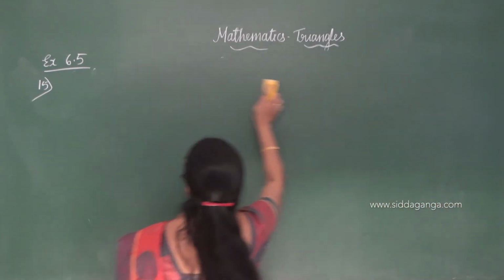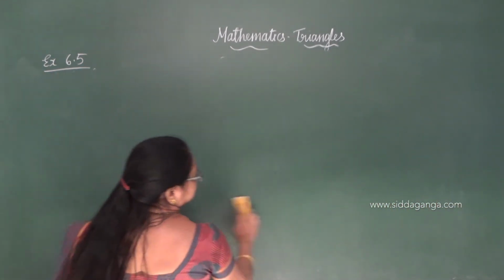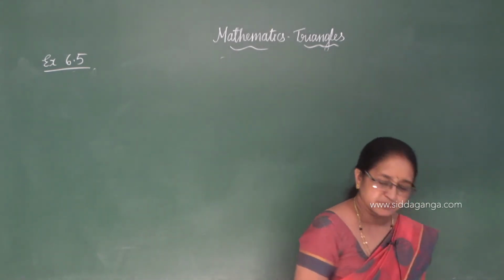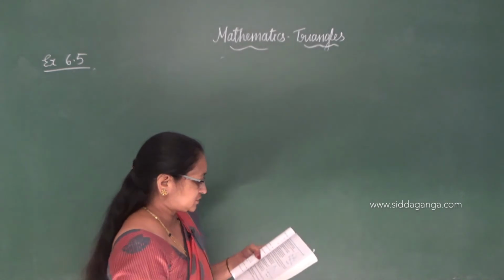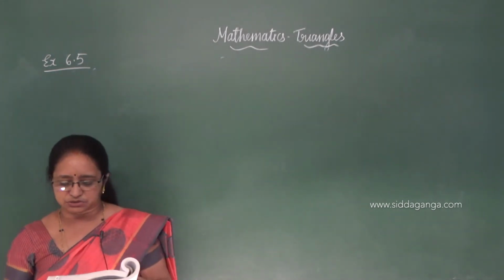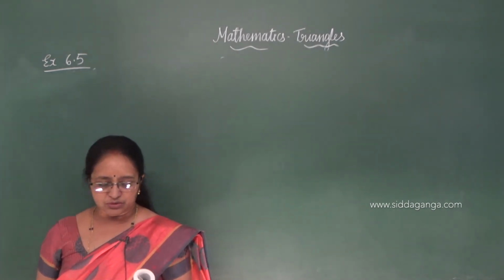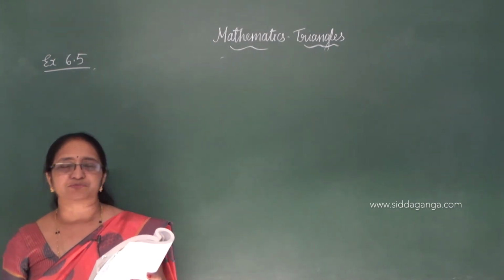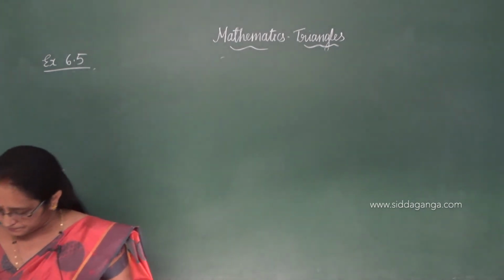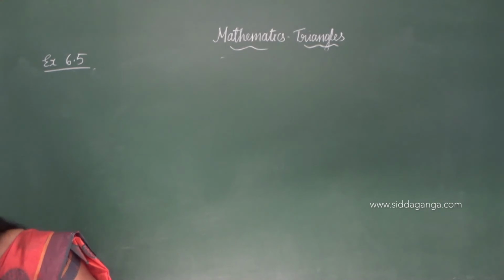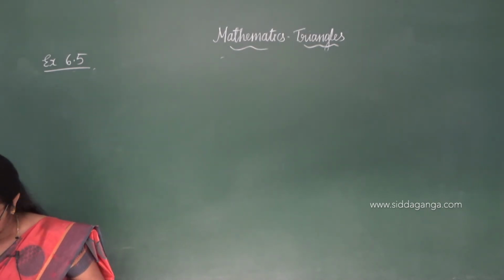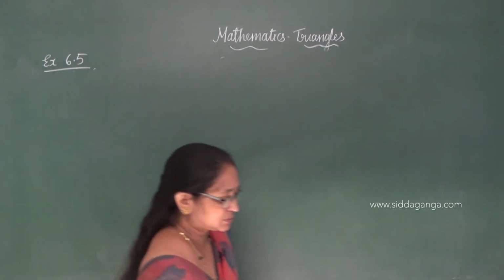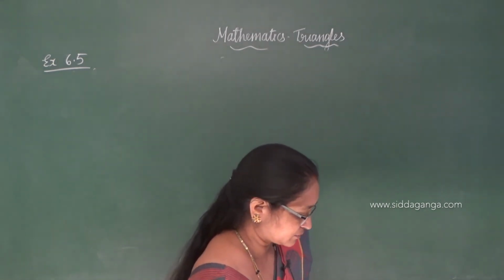So, the last problem in this chapter. So, 16th one, in an equilateral triangle, prove that 3 times the square of one side is equal to 4 times the square of one of its altitudes. So, let us draw an equilateral triangle.